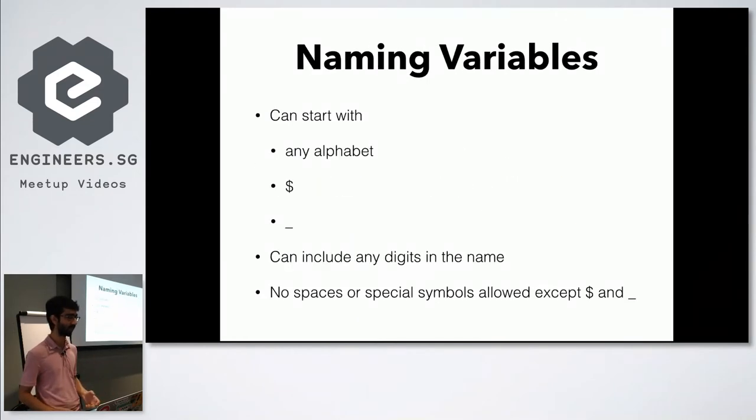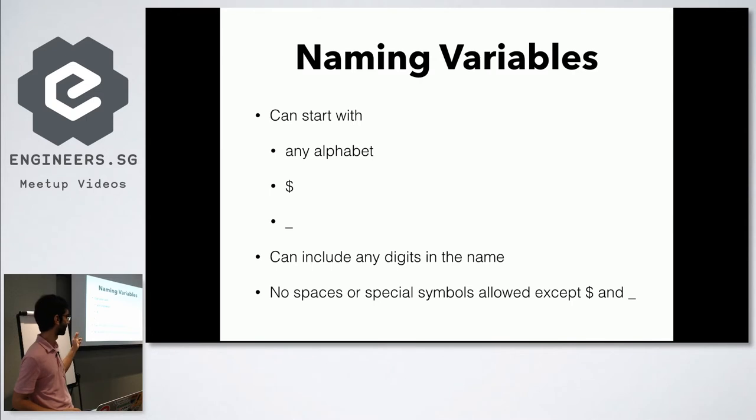So these are the rules. It can start with any alphabet, so A to Z, lowercase, uppercase, both are fine. It can also start with the dollar symbol. So if for some reason you really like the dollar symbol, you want your program to be really rich, you can add the dollar with the name. It can also start with an underscore followed by other things. You can put numbers in the name as long as it doesn't start with a number. So it could be person 23, but it can't be 23 person. So it must start with an alphabet, dollar, or underscore.